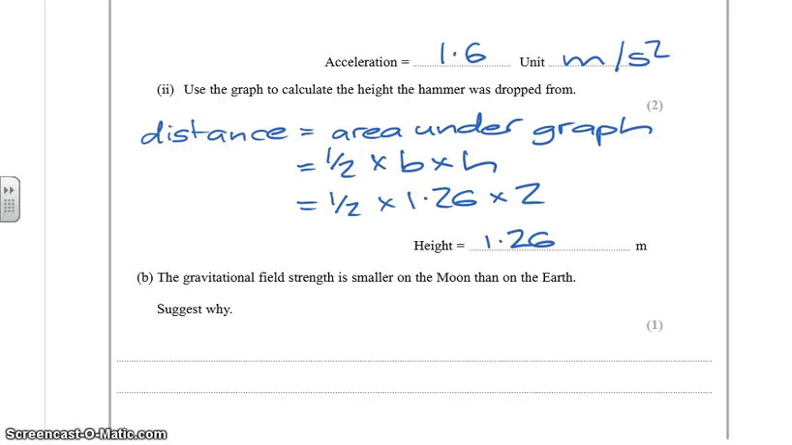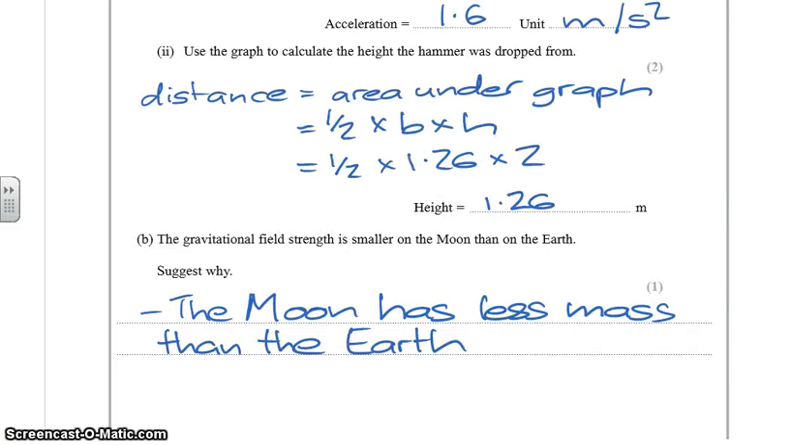Part B, the gravitational field strength is smaller on the moon than on the Earth. Suggest why. The answer is that the moon has less mass than the Earth, and that word there, mass, is underlined in the mark scheme, which means that it's essential to have that word in there for the answer. If you just said that the moon is smaller than the Earth or anything like that, then that wouldn't be the correct answer.